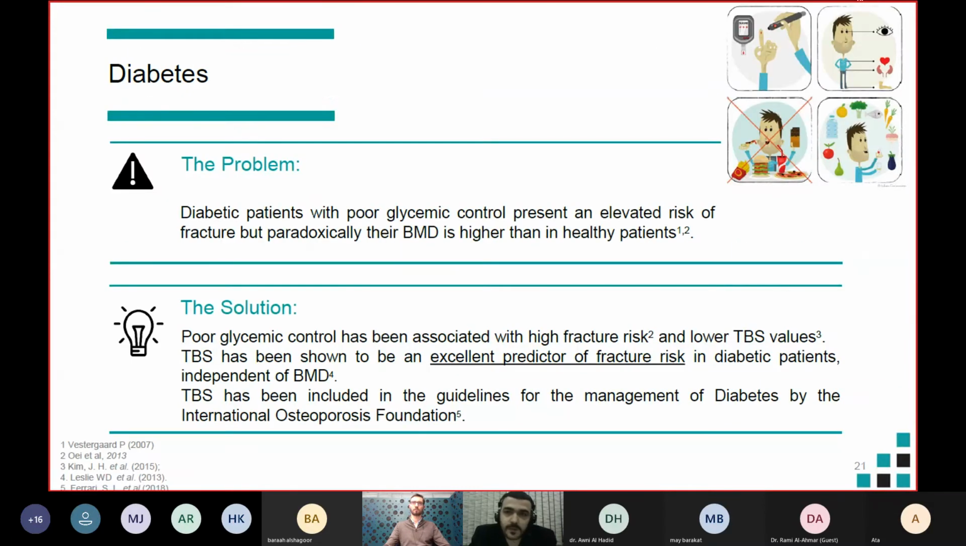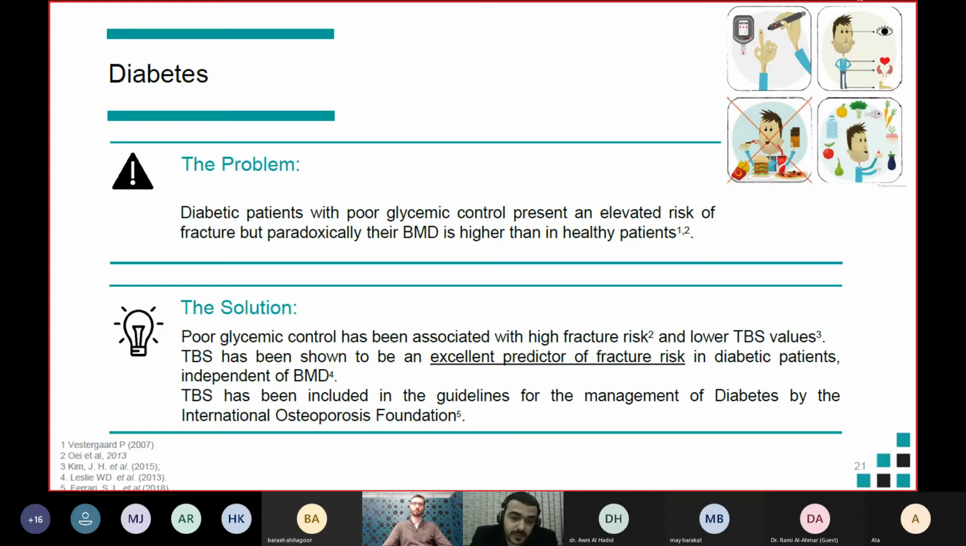Let's see how. In diabetes, for example, diabetic patients with poor glycemic control present an elevated risk of fracture, but paradoxically, their BMD is higher than in healthy patients. The solution: poor glycemic control has been associated with high fracture risk and lower TBS values. TBS has been shown to be an excellent predictor of fracture risk in diabetic patients, independent of BMD.